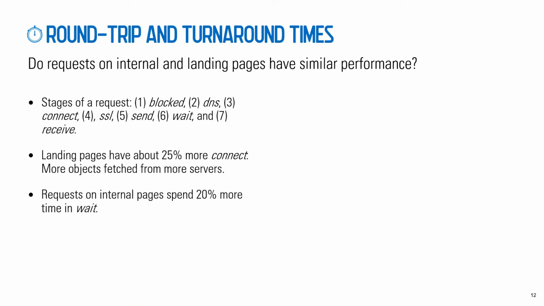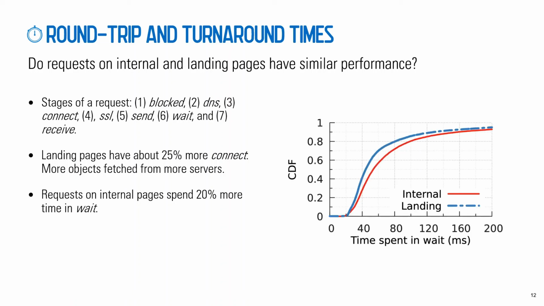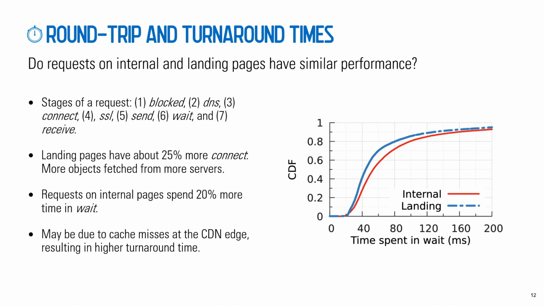More interestingly, requests on internal pages spend more time in the wait step. As this CDF shows, requests on internal pages in the median spend 20% more time in the wait step than those on landing pages. One possible reason could be that objects on landing pages are more popular and hence more likely to be cache hits at the CDN edge. We indeed observed higher cache hit rates on landing pages. So the takeaway here is that requests on internal pages have higher turnaround times.